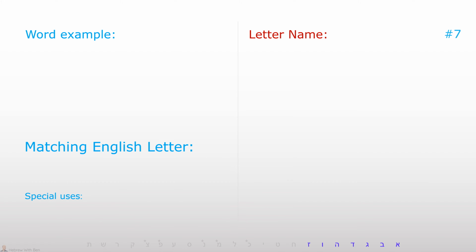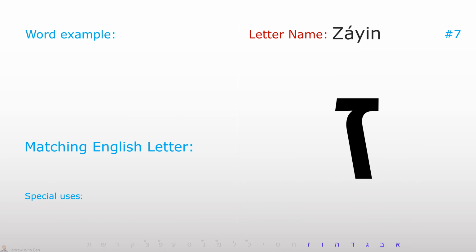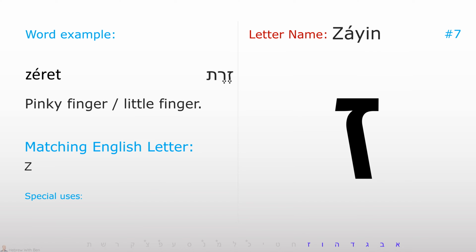Next, we have the letter Zayin. The matching letter is Z. A word example is Zeret. Zeret. The letter Zayin with Geresh creates the sound of Ja, as in Jacques, or Jean.